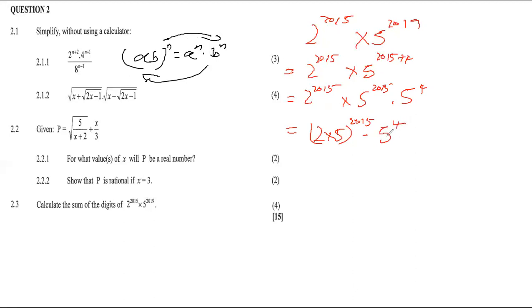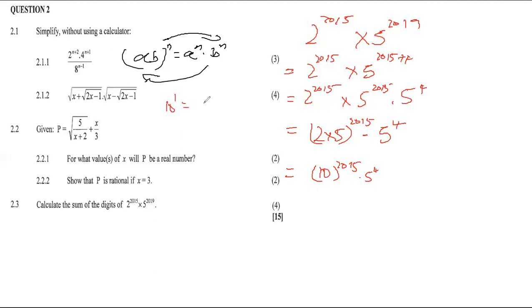So I've got 5 to the exponent 4 here. And what is this thing here? 2 times 5 is actually 10 to the exponent of 2015. What is 5 to the exponent 4? It is, I think, 625. Yes, that's it.